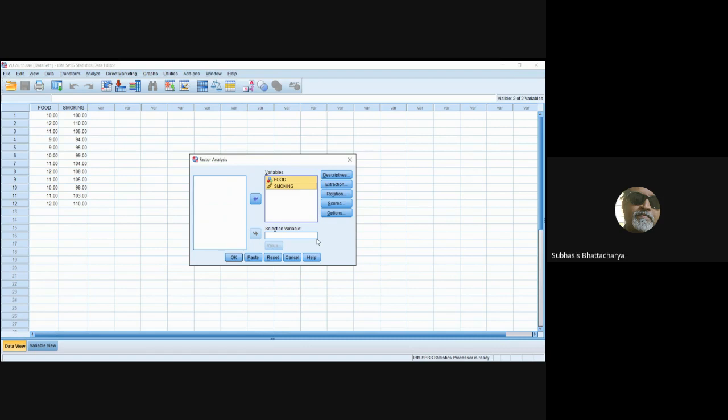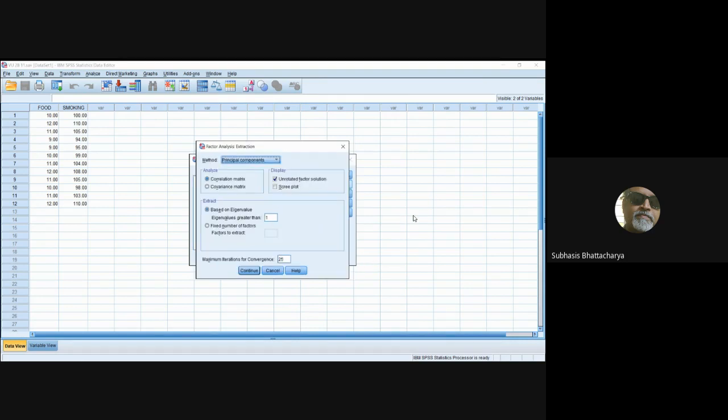Then you find that there are the different descriptives, extractions, rotations like this. You first go to the descriptives, and click on initial solution under the statistics menu. In case of the correlation, you go to the Kaiser, that is KMO and Bartlett's test of sphericity. I will come to that later, but just know how to extract the solution first. Then click on continue. Then the descriptive part is done.